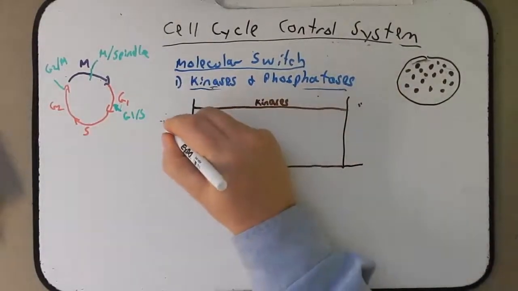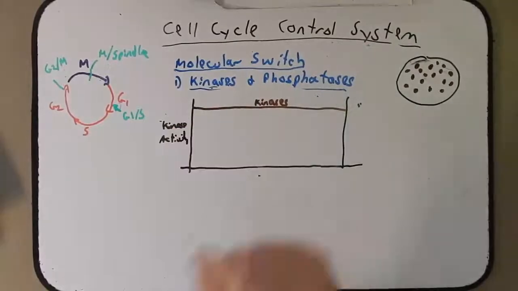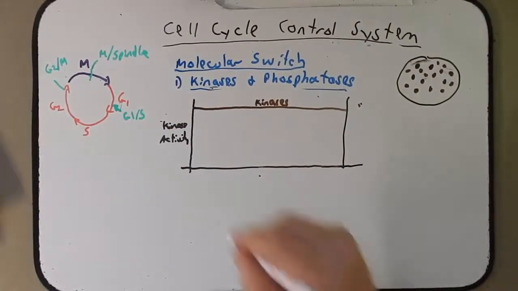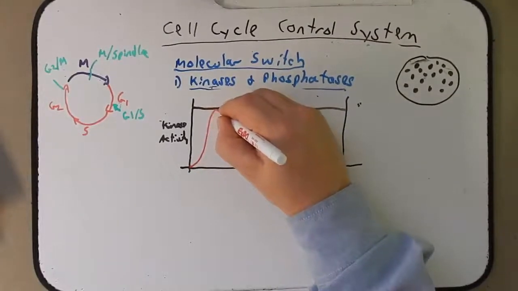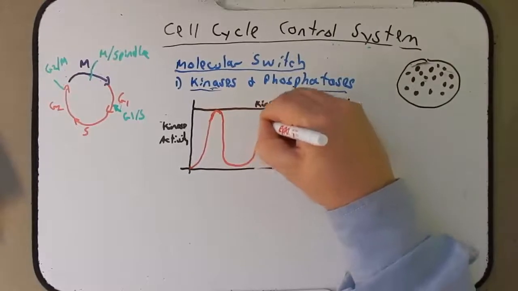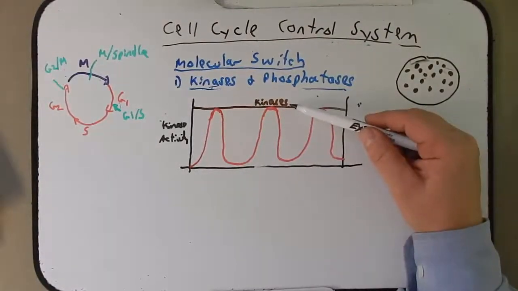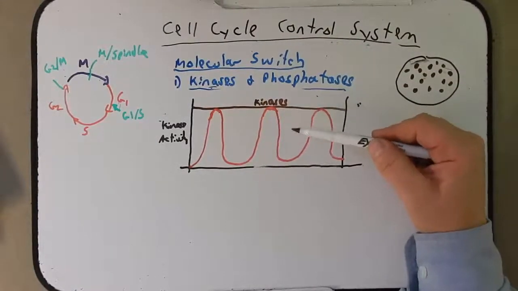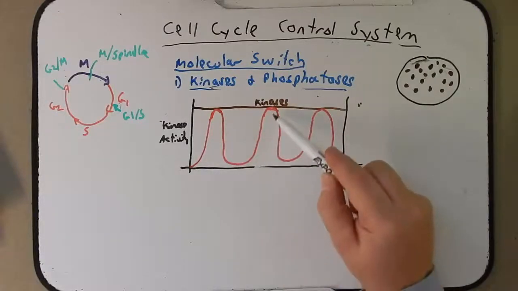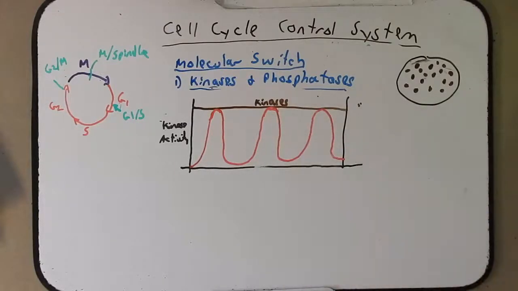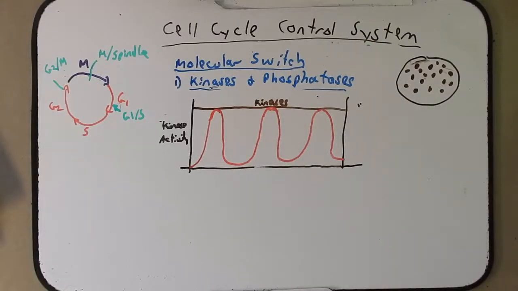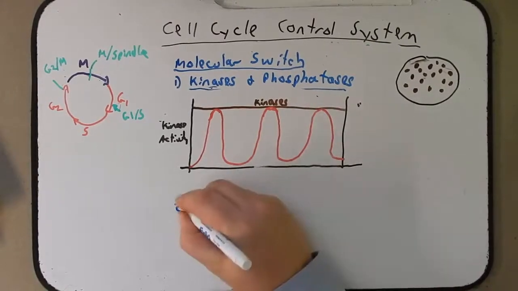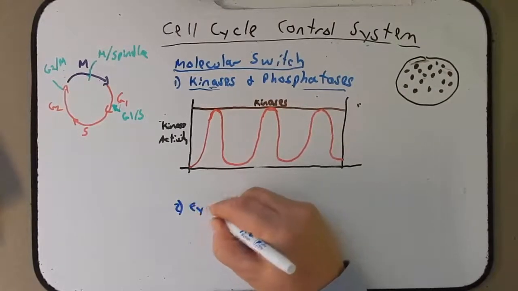So over here I'm going to put kinase activity. And we know that kinase activity, and I'm going to draw that in red, has peaks. If kinases are always at a fairly high abundance, how is it that the activity goes through these peaks? They go through these peaks because kinases are not always active. They need to be activated by something. And they're activated by another protein called cyclin.